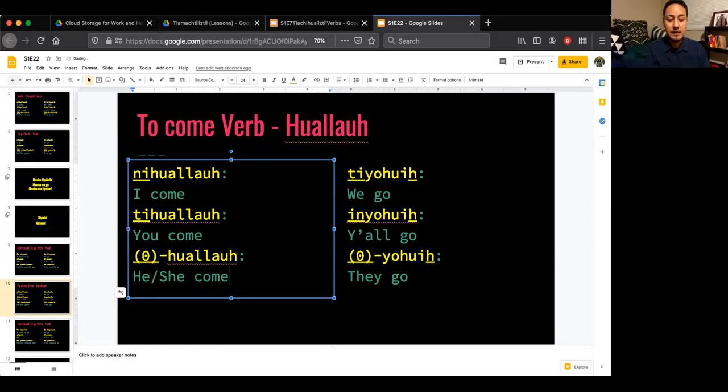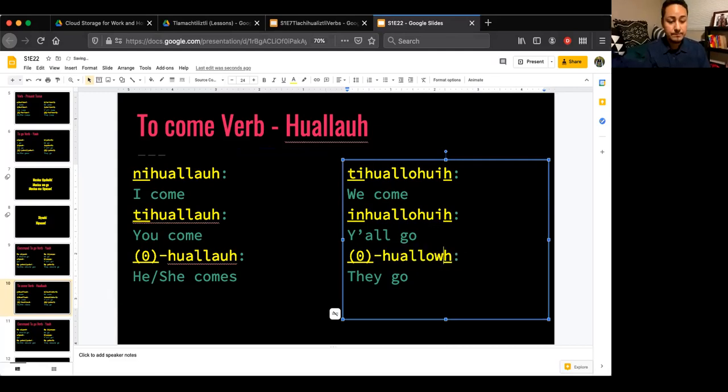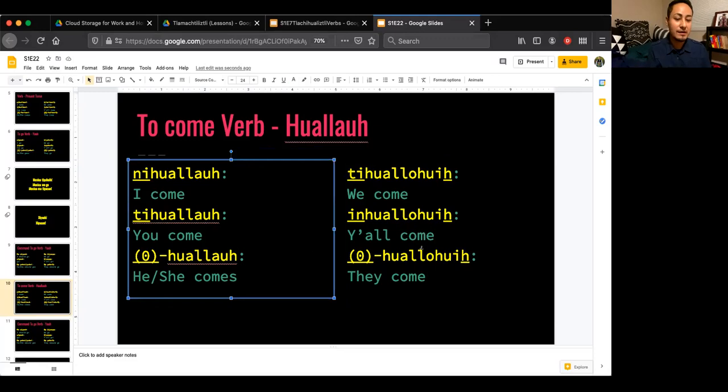He or she comes. But once you get into the plural for this verb huallauh, it becomes irregular. So this one is not tihuallauh with an H. It would be tihuallauhi. Tihuallauhi. So it's not what you expect it to be. For y'all, it's inhuallauhi. And for they, it's huallauhi. They come. So it's pretty much regular on the left side, but it's not regular on the right side.